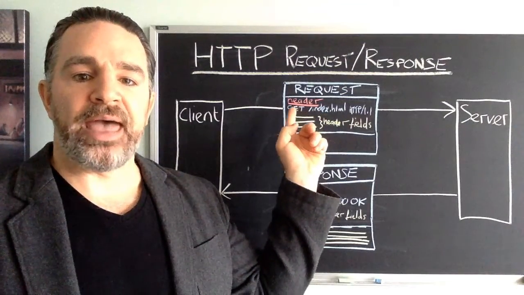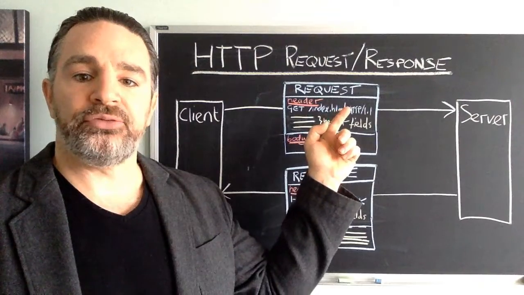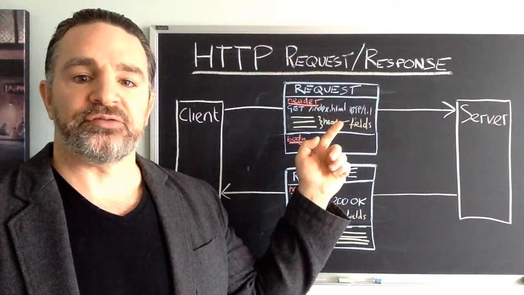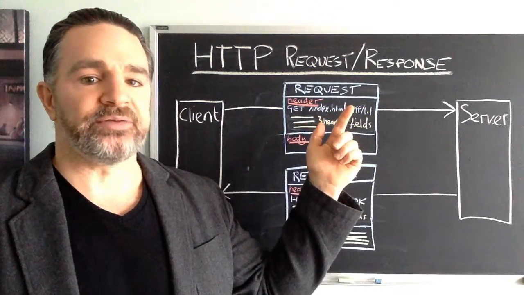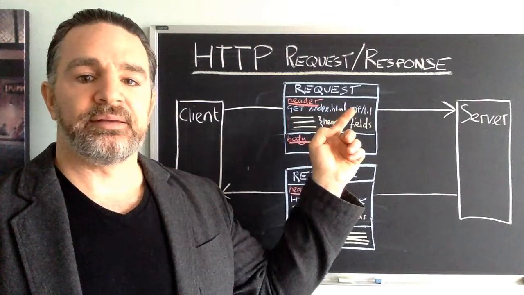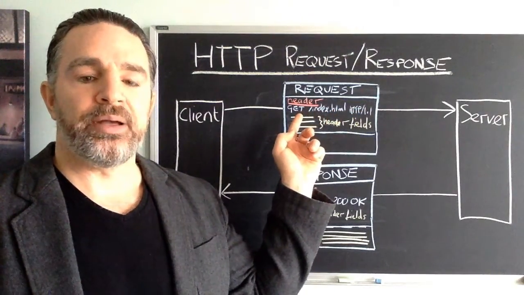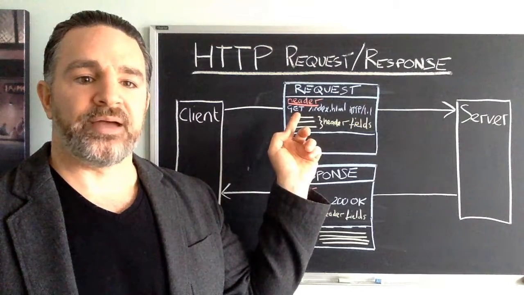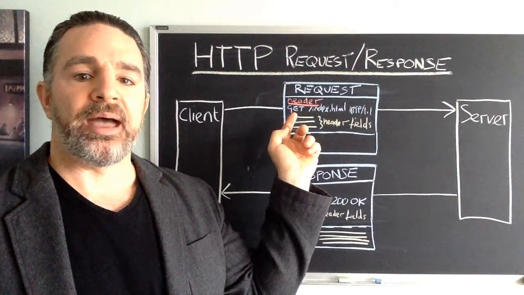Now, if we look at the header, first of all, within the header there are actually also two distinct sections. There's really what we would call the title of the header, or what I call the title, and this title for the header has three distinct components. The first one is the request type. Now, there's a number of different request types. The most common that you'll see is get, that you have here, and post.